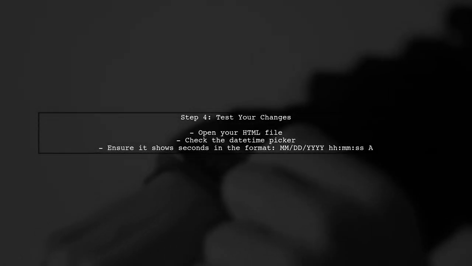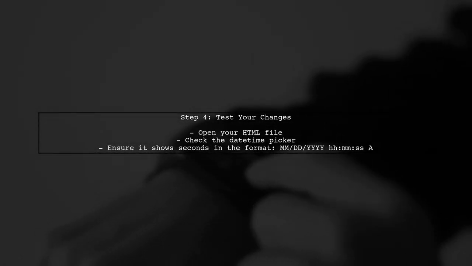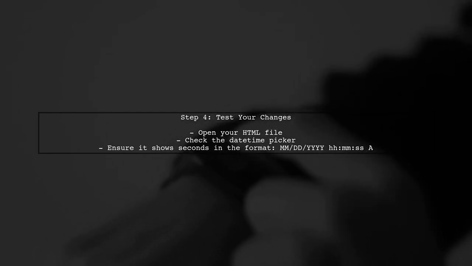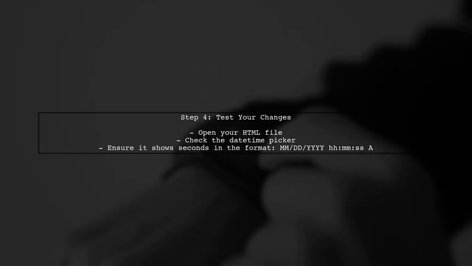Finally, we need to ensure that the Date Time Picker displays the selected time correctly, including seconds. Make sure to test the picker after making these changes.